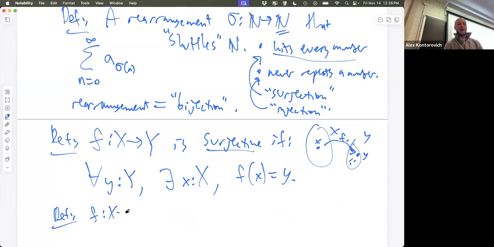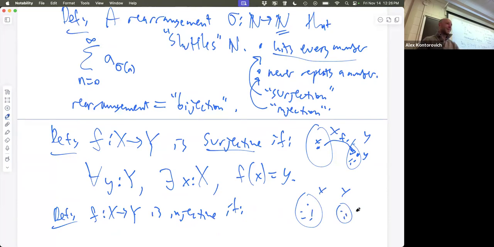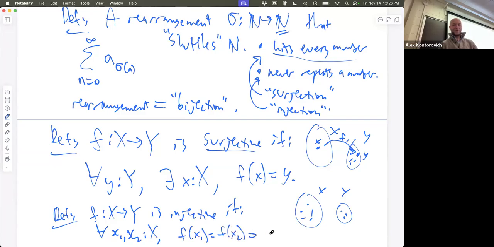Definition, again, completely abstractly: a function from some space to another is injective if, what? Here's my X, here's my Y, here's a bunch of points, here's a bunch of points. John. For all x1, x2, if f of x1 is equal to f of x2, then x1 is equal to x2. Beautiful.